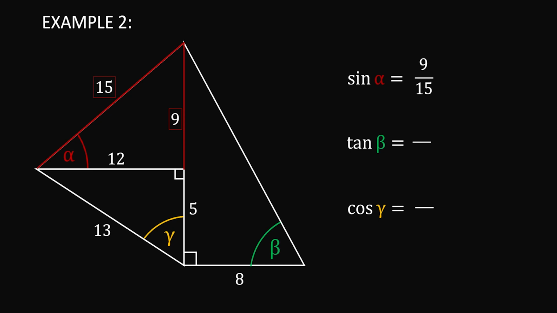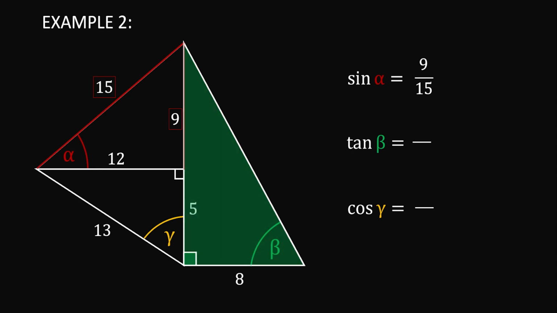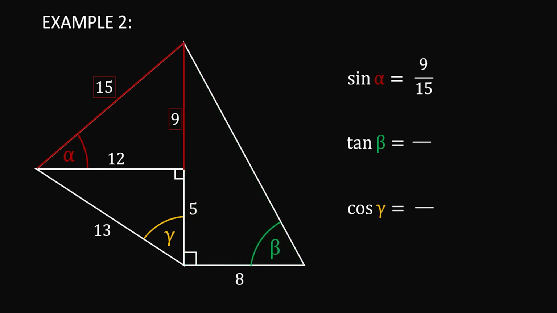Now, let's try to find the tangent of angle beta. For this, we will take a look at this green right triangle. Since the tangent is equal to the sine over cosine, we first need a leg that doesn't make the angle beta, and that is in this case the leg with a value of 5 plus 9, and that's 14, so we will put the 14 inside our numerator. And in the denominator we have to put the leg that makes the angle beta with the hypotenuse. In this case it's the leg with a value of 8, and we will put the 8 inside the denominator. And there you go, the tangent of beta is 14 over 8.